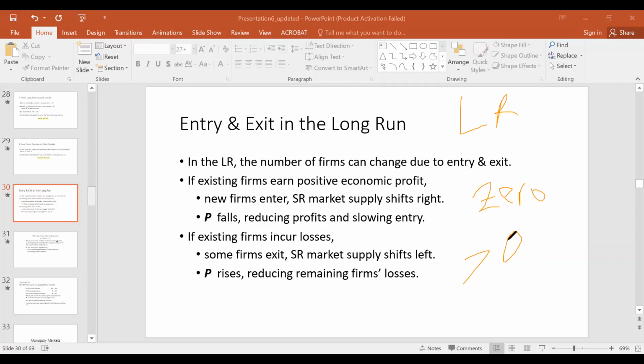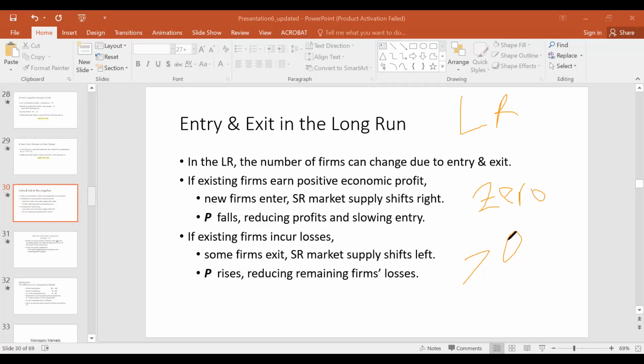What if they were making losses in the short run? Then some of the marginal firms will also exit the market. When they exit, think about it: if some firms are leaving, market supply is going down. It will also shoot up price, and the price will be going up until that negative profit becomes zero for the firms that remain on the market.